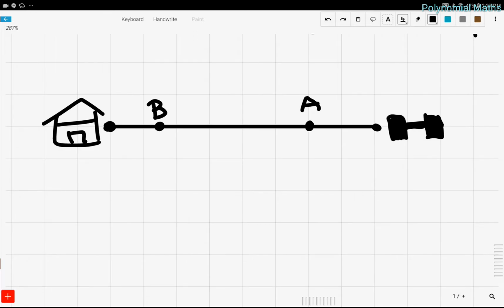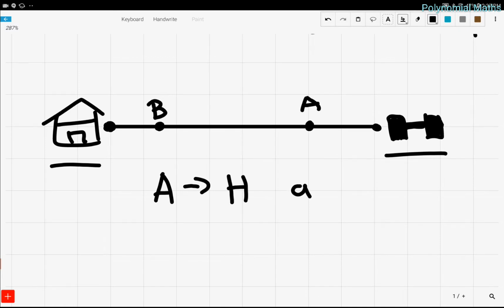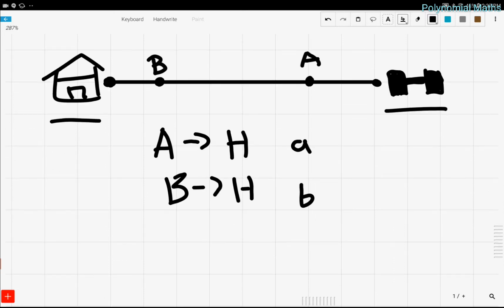Now let's focus on this diagram right here. Let's call this Henry's house and this Henry's gym. Let's call the points that Henry is walking back and forth from, getting really close to, A and B. Also, let's call the distance from A to Henry's house A. And let's call the distance from B to Henry's house B. This means that we're finding A minus B, assuming that A is greater than B.